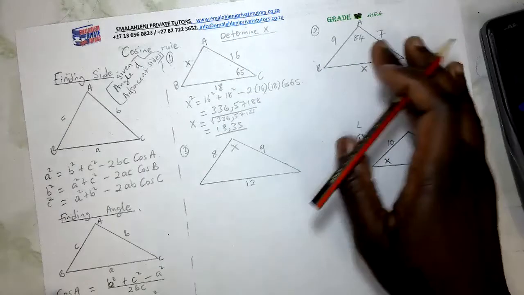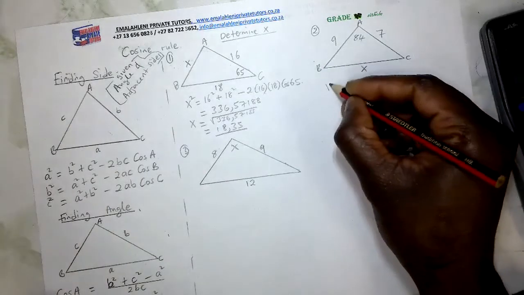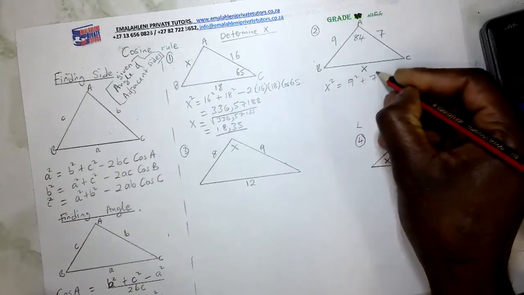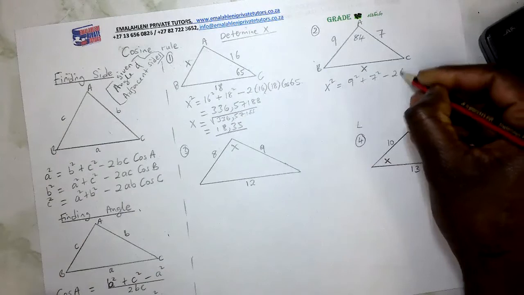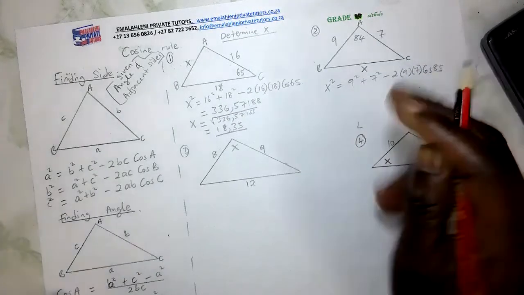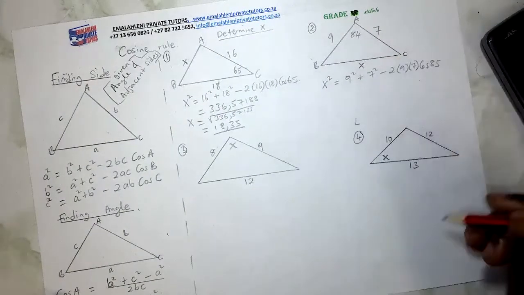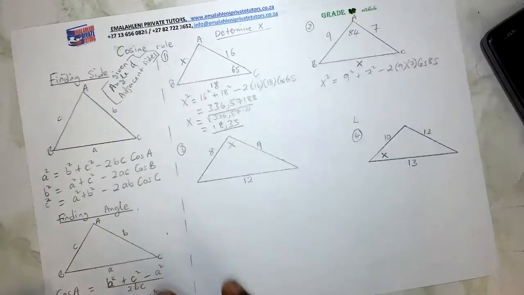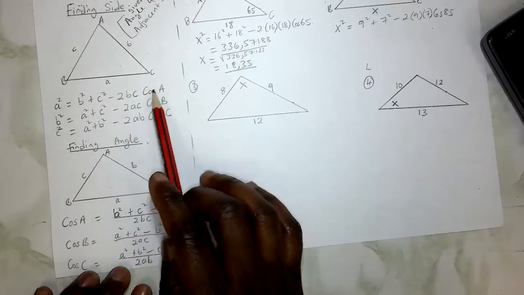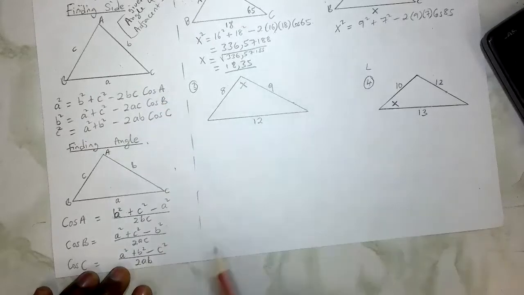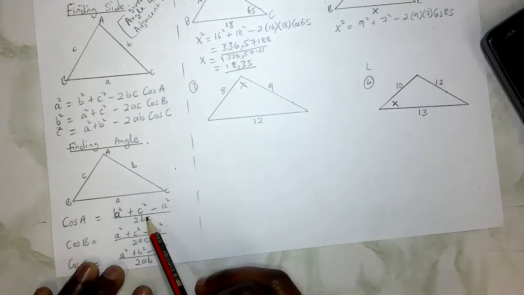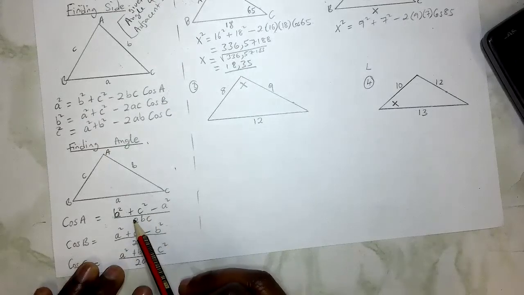Now let's check this one again. This one will be x squared is equal to 9 squared plus 7 squared minus 2 times 9 times 7 cos 85. And I would like you guys to punch this in your calculator. Now when you're looking for the angle, we are just making cos the subject of the formula here. So I would prefer you to use a formula like this one to find cos when you're looking for the angle.